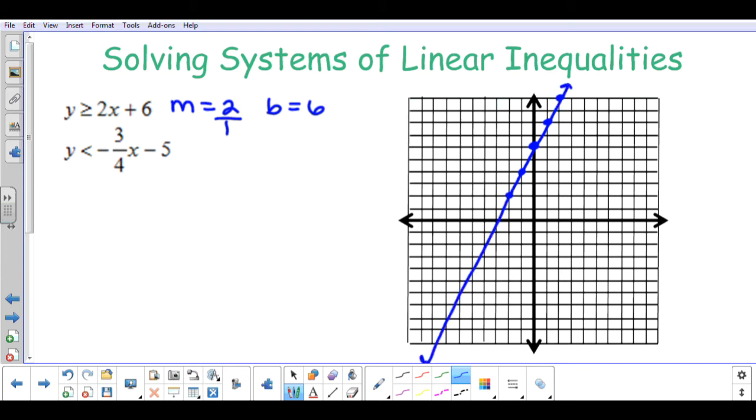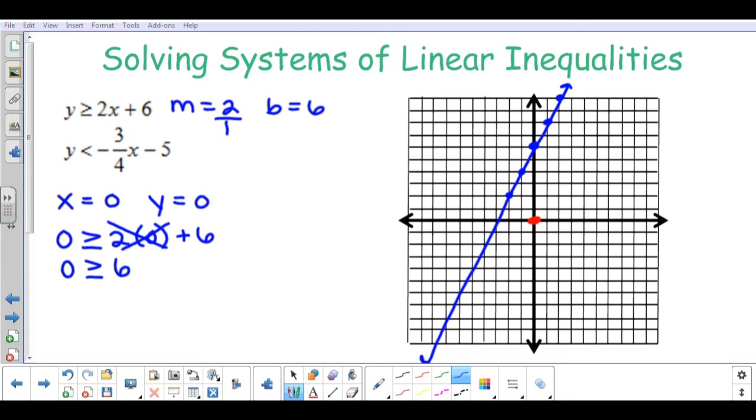So now I'm going to do the shading. I can use my 0, 0 point since it does not lie on my line. So my x is going to be 0 and my y is going to be 0. When I plug in, I have 0 is greater than or equal to 2 times 0 plus 6. Well, 2 times 0 is 0, so that will cancel out, and I have 0 is greater than or equal to 6. Now I need to determine if this is a true or false statement. Since the inequality is eating the 0, it means that 0 is bigger than 6. We know this to be a false statement, so I'm going to shade above my line.